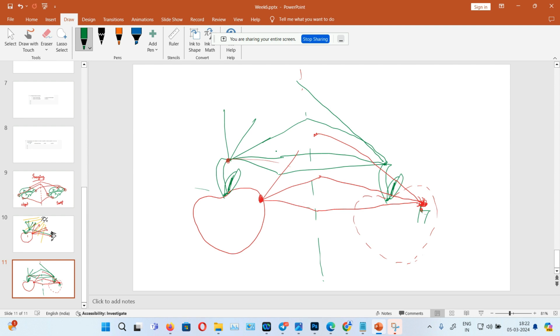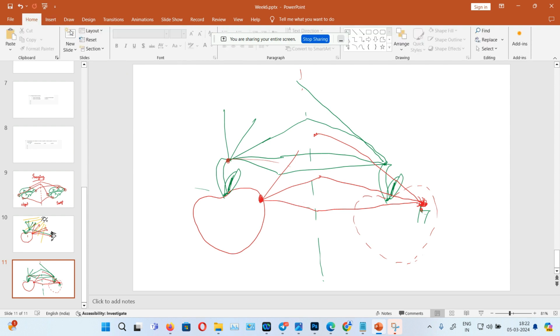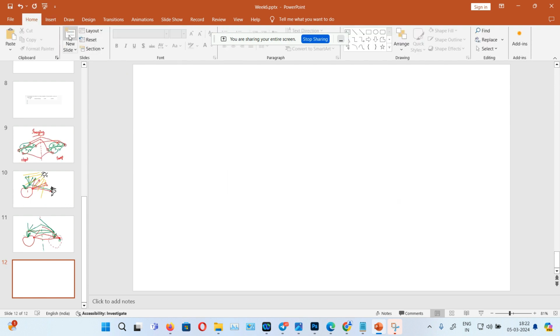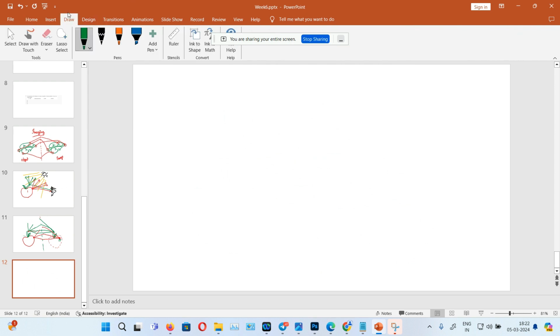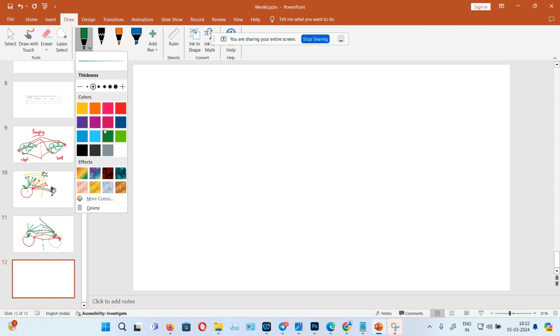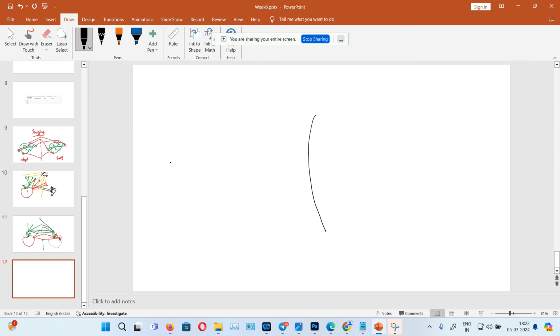Okay, now we want to know what can be used as an imaging system. The simple answer is a lens. A lens can be used as a good imaging system. So we can see how a lens is acting as a good imaging system.